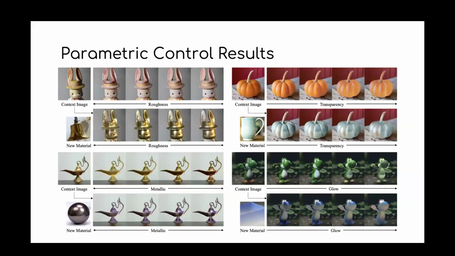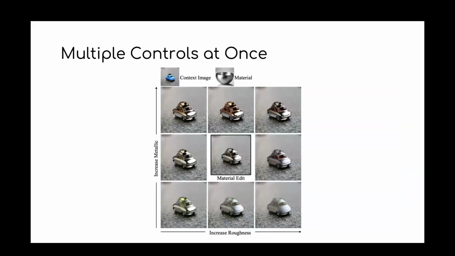On the left, we see the context image and the material exemplar below that. In addition to transferring the materials, we can also precisely control different attributes here, right? Roughness, metallic, transparency, glow, etc. And we can also do multiple controls at once. We can invoke multiple MLPs that are related to roughness or metallic. For a given material, for a given input image, we can increase roughness and decrease metallic, and also change transparency, etc.